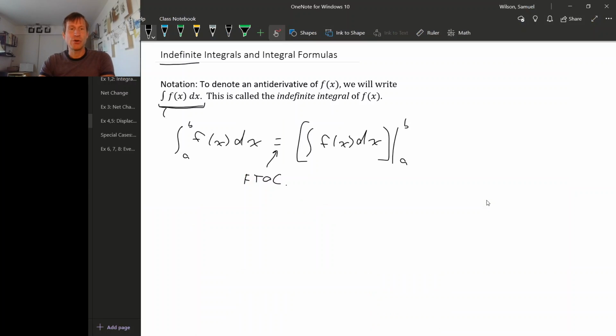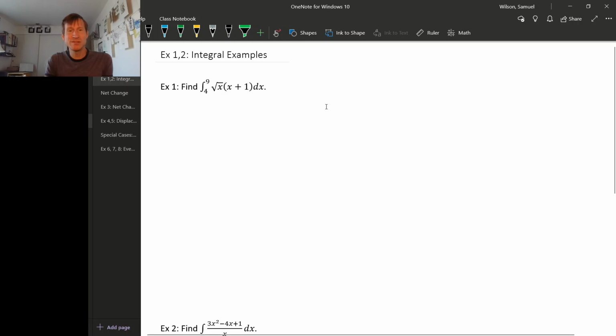All right, so with that in mind, let's look at some examples of calculating some integrals. Now, one thing that's important to realize as you're working with integrals is that you shouldn't make guesses about antiderivatives without checking your guess. So let's work on this example. This is a definite integral from 4 to 9 of the square root of x times x plus 1 dx.